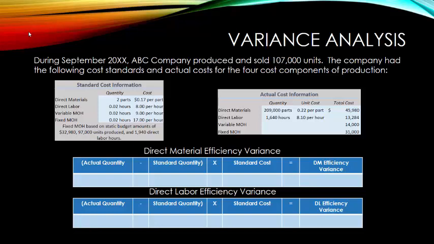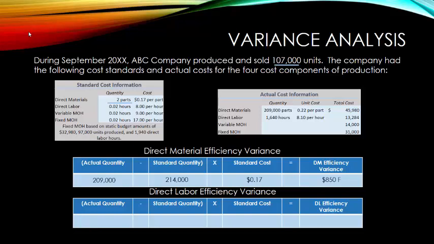So for direct materials efficiency variance, the actual quantity of materials that we used was that 209,000 parts found in our actual information. Well, how much did we budget for when we made out our budget? Well, we budgeted that each unit was going to take 2 parts. And since we produced and sold 107,000 of them, 107,000 times 2 means we should have used 214,000 parts. So we actually used 5,000 fewer parts during the period than we'd planned on. Well, if we multiply this by the budgeted cost of direct materials that we had, which was 17 cents, we're going to come up with $850.